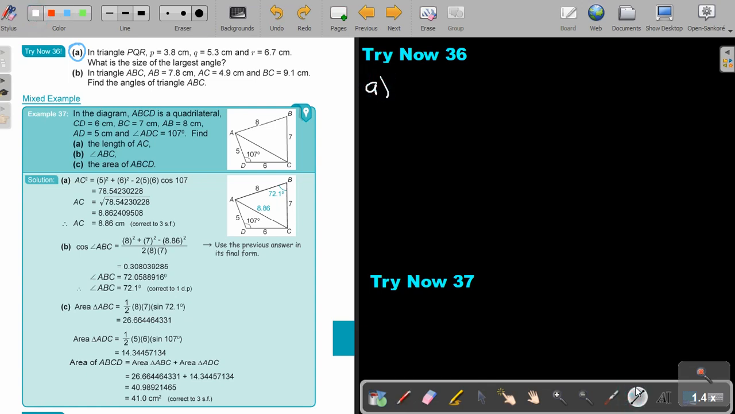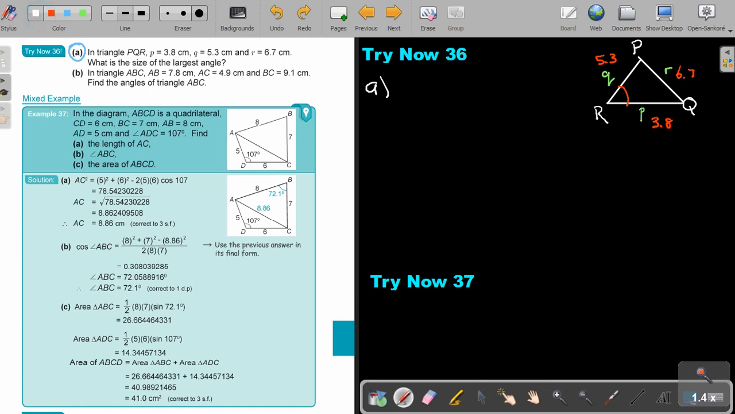In triangle PQR, this will be P, this will be R, this will be Q. What is the size of the largest angle? P is 3.8, Q is 5.3 and R is 6.7. Now, the largest angle will be opposite the largest side. So what will that be? It will be angle R.